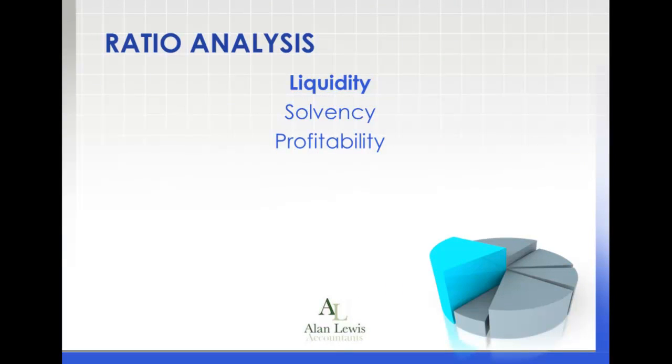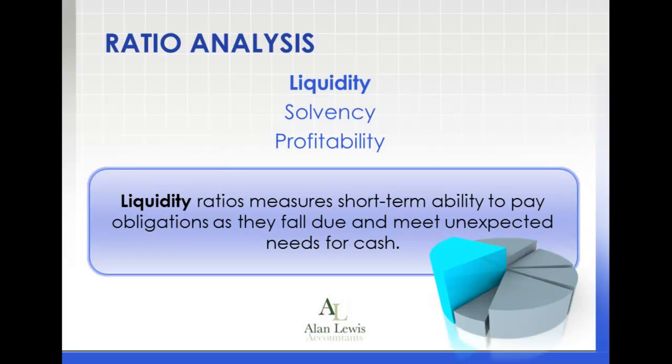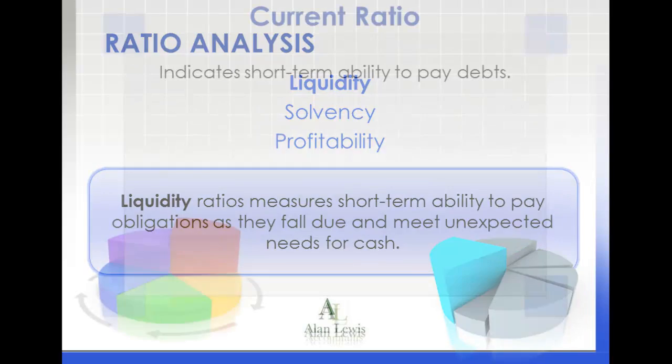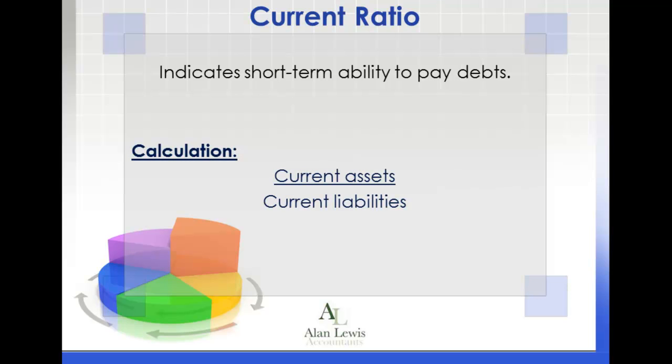Just a quick word on ratio analysis. Ratios tend to fall within three categories: liquidity, solvency, and profitability. The current ratio is a liquidity ratio, which means it's looking at our short-term ability to pay our debts as they fall due, with a little bit of a cushion for any unexpected things which may pop up. The current ratio, as we said, indicates our short-term ability to pay debts. The calculation is very simple. Current assets divided by current liabilities.